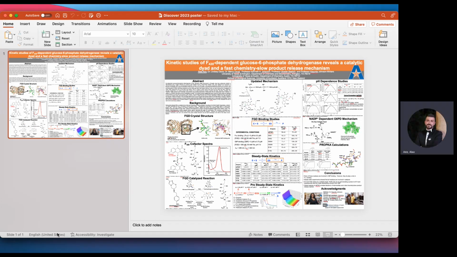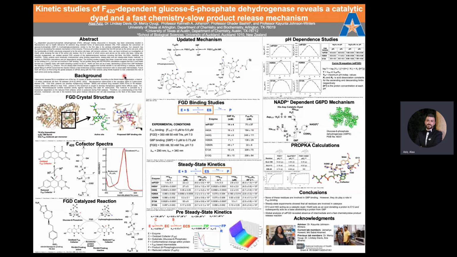Hello, my name is Alaa Aziz, and our research focused on the enzyme F420-dependent glucose 6-phosphate dehydrogenase, which is found in Mycobacterium tuberculosis. This enzyme is responsible for the activation of a prodrug, which treats multiple drug-resistant and extreme drug-resistant cases of tuberculosis disease. The FGD crystal structure was resolved by our collaborator, Dr. Ghadar Bashiri. It is a 78 kilodalton homodimer.